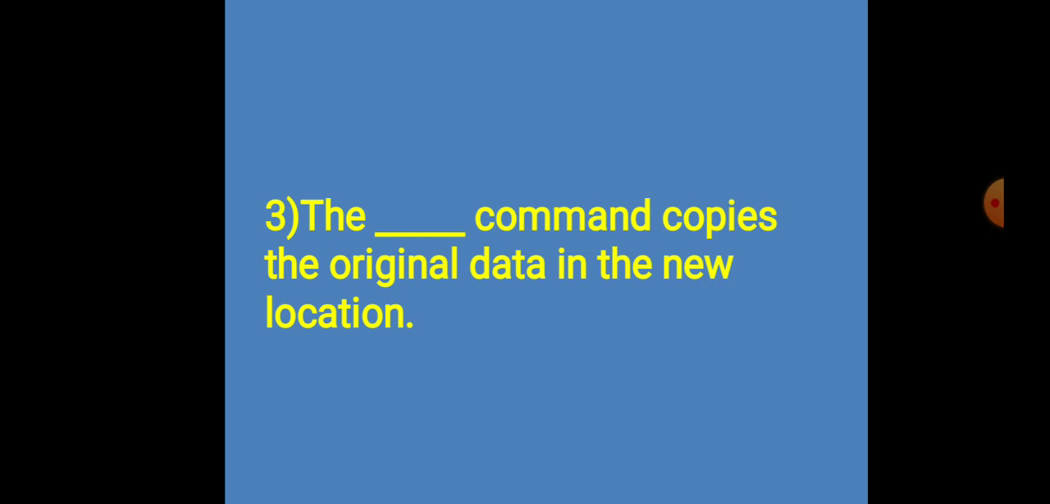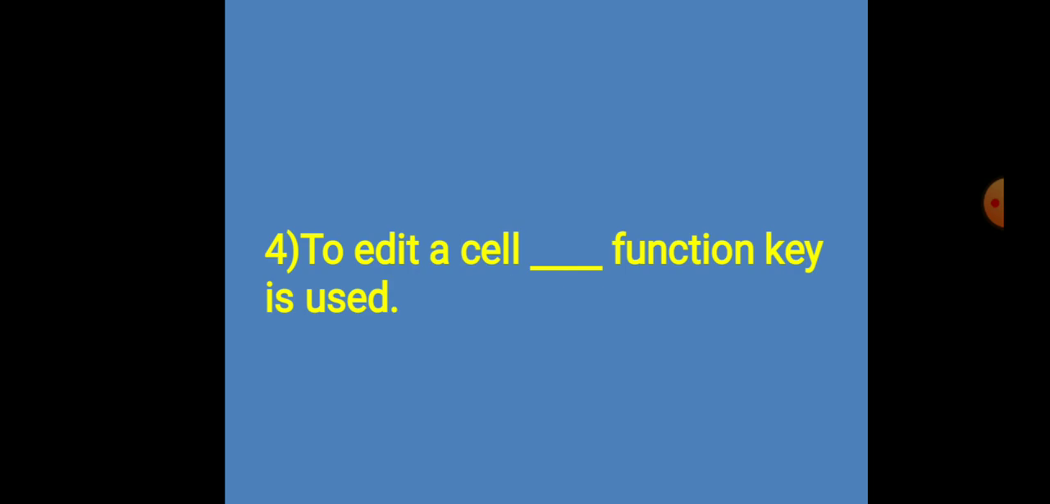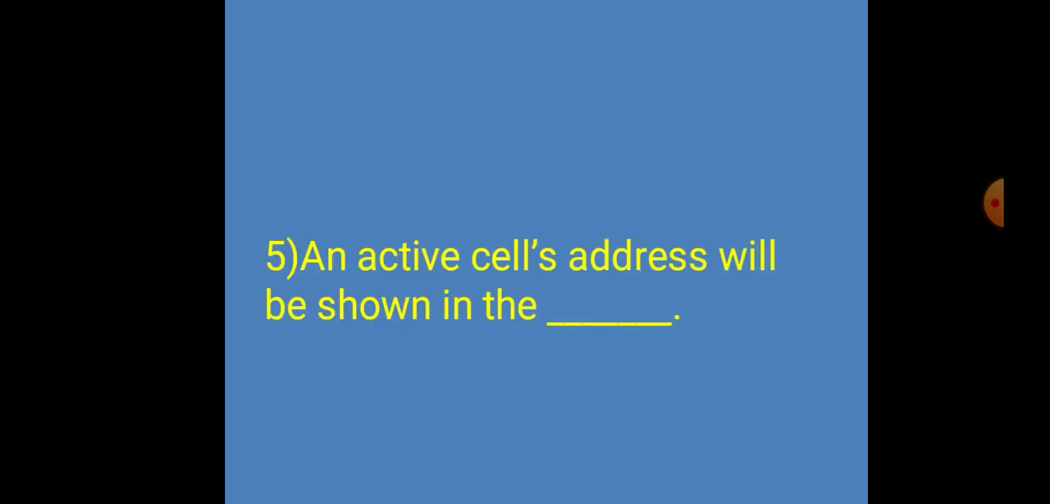The dash command copies the original data in the new location. Move command. To edit a cell, dash function key is used. F2. An active cell's address will be displayed in a particular place. What is that name? That is the address bar.